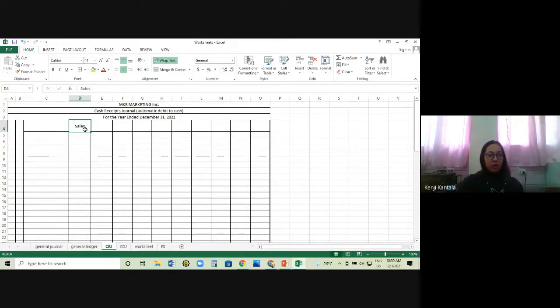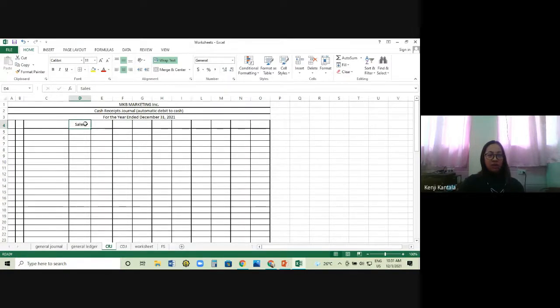And ang normal na side ng sales is we have your credit. So, to record our sales, we have a debit to cash and a credit to sales. So, kapag ni-record natin siya sa cash receipts journal natin, automatic debit to cash na siya. So, isusulat na lang natin as part of our header yung sa sales natin. So, that is the credit to sales.